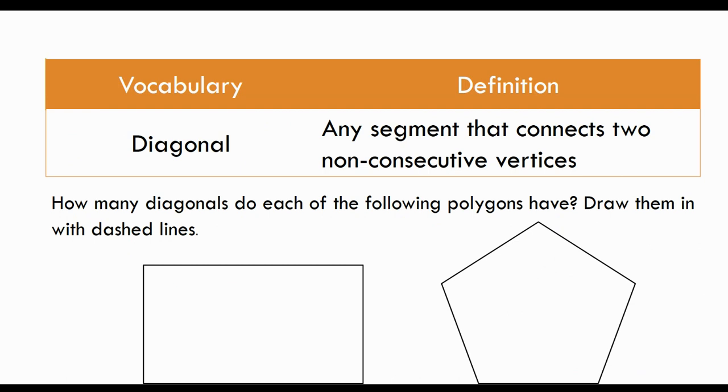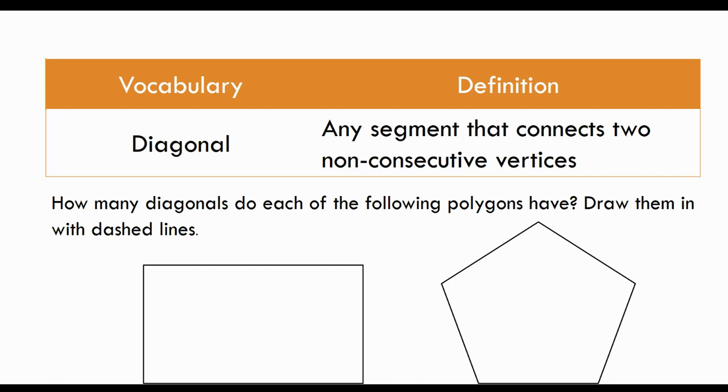Okay, vocabulary. One of them is a diagonal. It's going to be very, very important to know what a diagonal is. So the definition is any segment that connects two non-consecutive vertices. Anytime it's talking about non-consecutive, it means not right next to it. Like the numbers 2 and 3 are consecutive because they're right next to each other, but 2 and 4 are non-consecutive because they're not right next to each other.